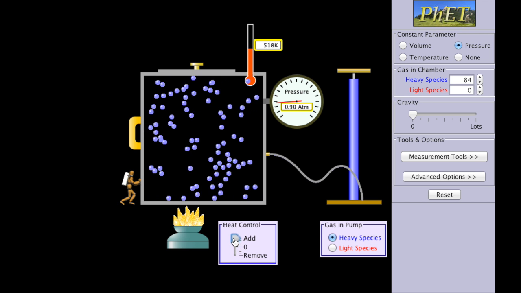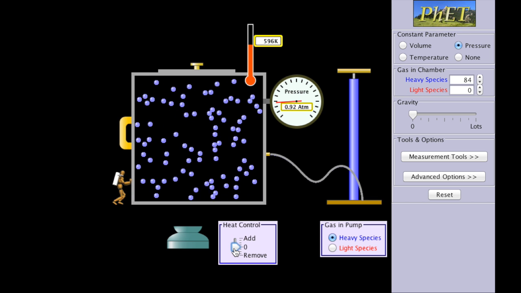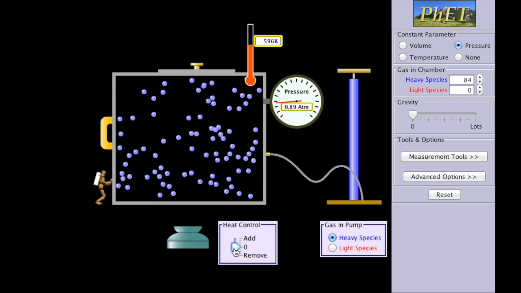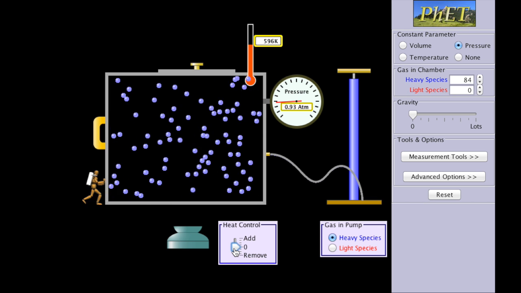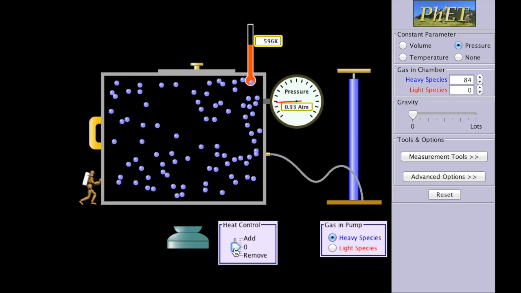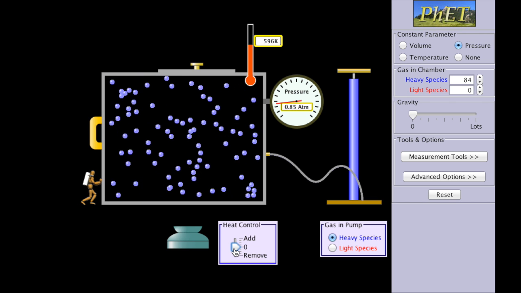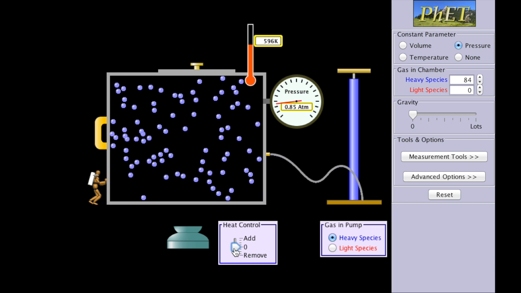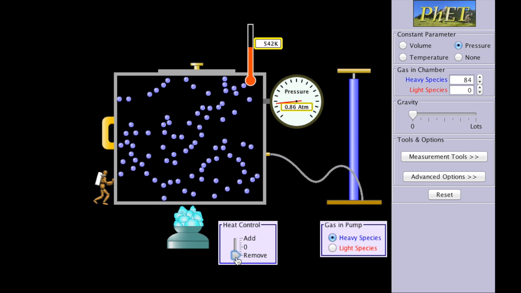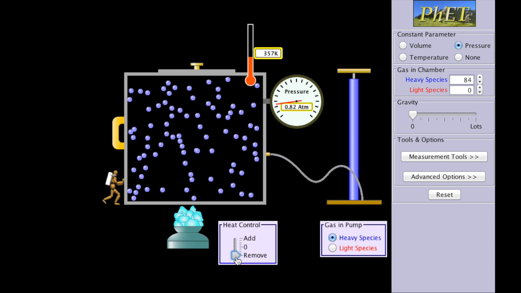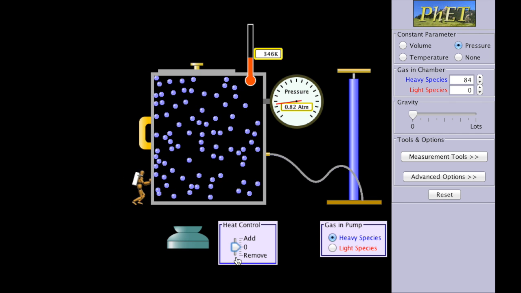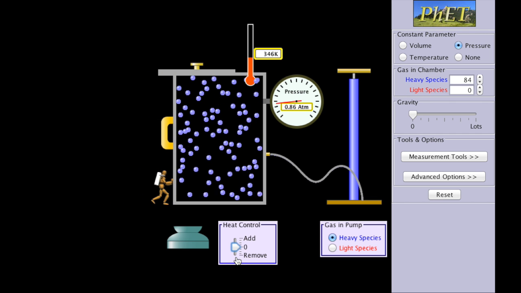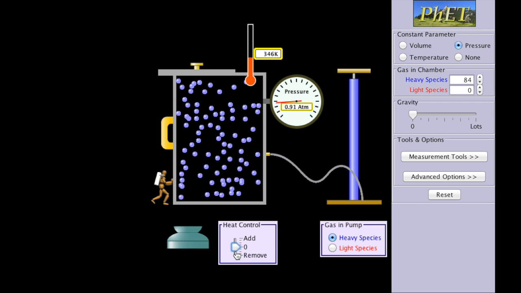So I'm going to add some heat, and we can see that the pressure stays the same and the volume is increasing in order to keep the pressure the same. So we can see that when temperature increases, the volume increases, which agrees with our formula that V is proportional to T. And then if we remove some heat, we're cooling it down. So we're lowering the temperature, and that means that the volume is decreasing in order to keep the pressure constant. So it kind of makes sense using the simulation.